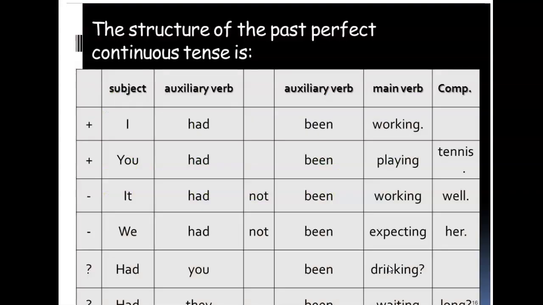The structure of the past perfect continuous tense. The first one is the subject form, the positive form, and the negative form, the two sentences. Then the last sentence is the question form, yeah? Question sentences. So, the first one, I had been walking. You had been walking, you had been playing tennis. Then the negative form. It had not been working well. We hadn't been expecting her. We had not been expecting her. Had you been drinking? Had they been waiting long?